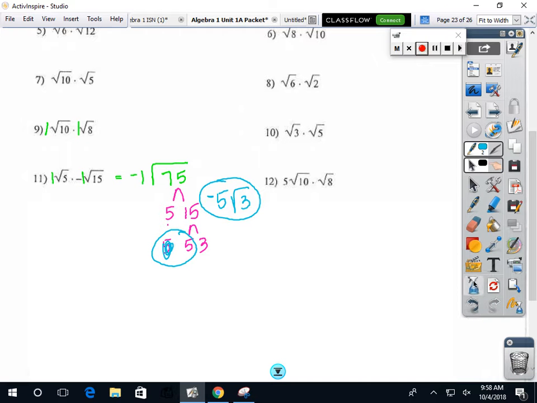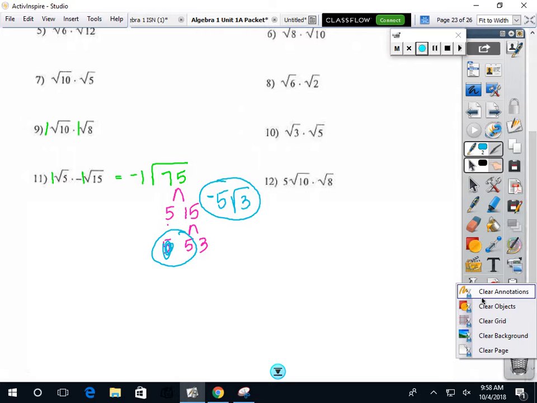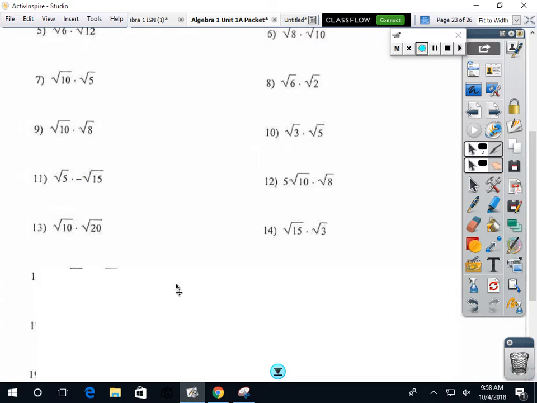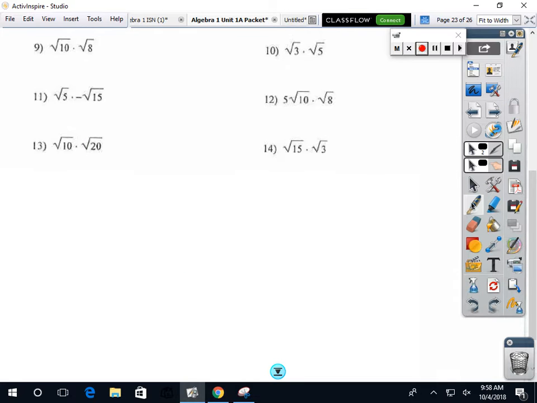All right, number 13. I'm going to show you a different way to do 13. Not that you have to. You can do it the way we've been doing it, but I'm just going to show you that this can be done if you ever see it.